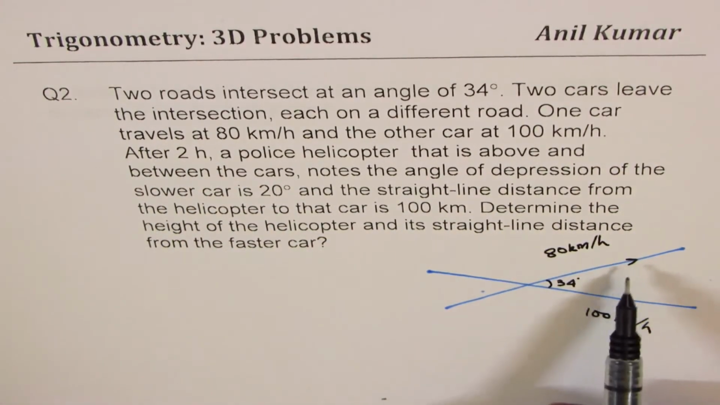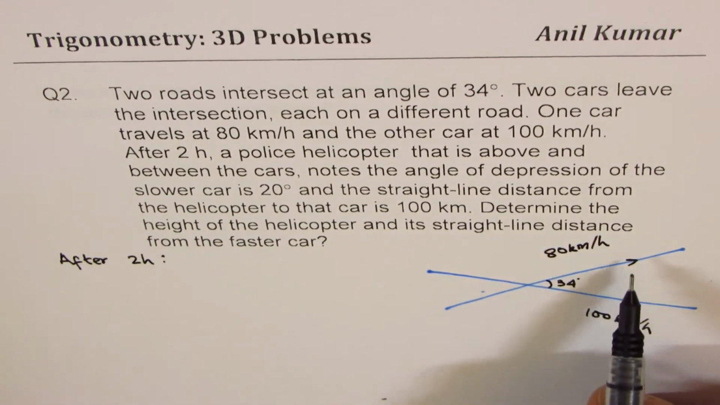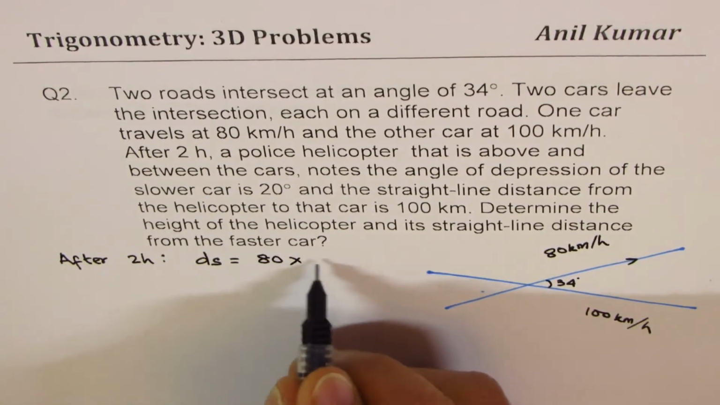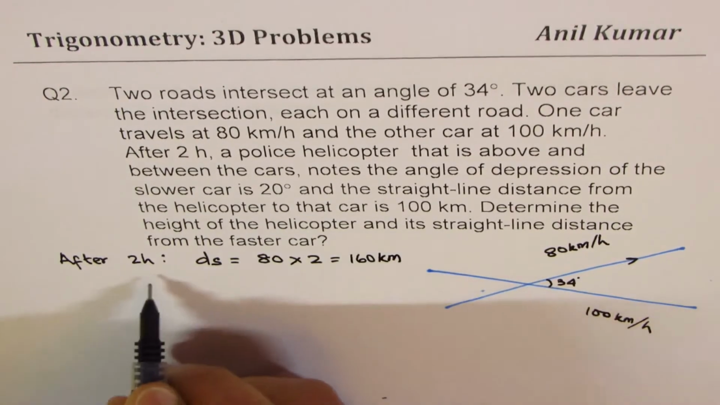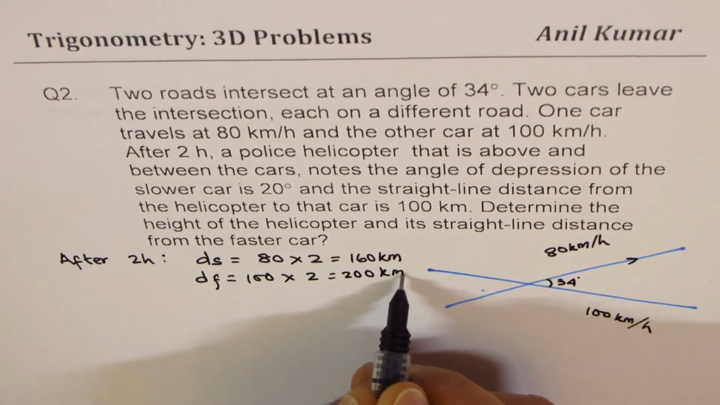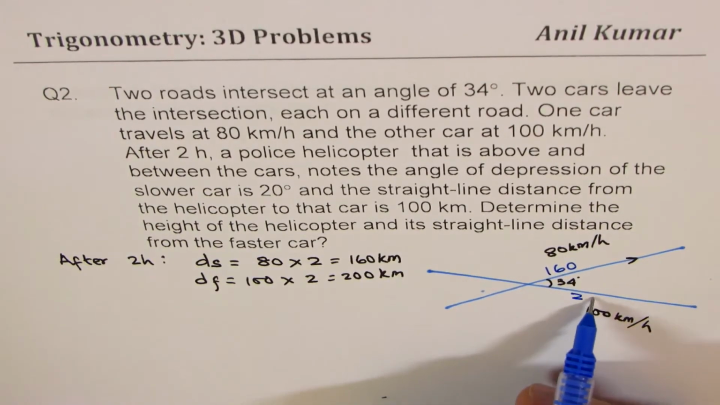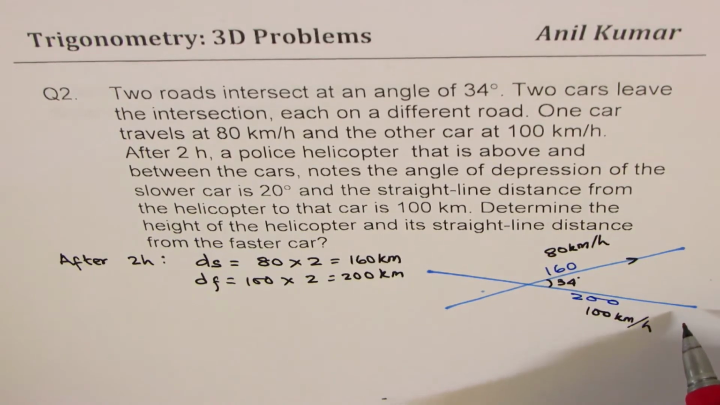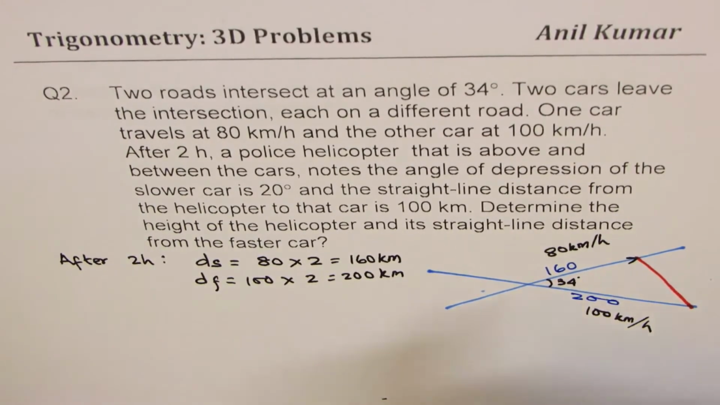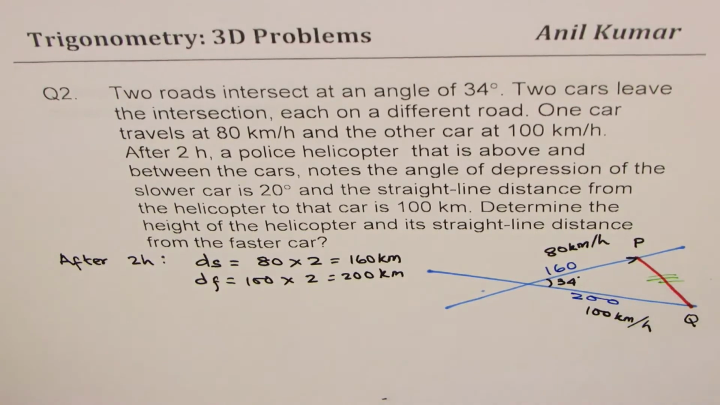After 2 hours, how much distance will they cover? Well, after 2 hours, so let's write down. After 2 hours, the slower car, so distance for the slower car is going to be 80 times 2, which is 160 kilometers. And distance for the faster car will be 100 times 2, which is 200 kilometers, correct? So what we have here is that this would be 160 and the other side be 200, right? So we'll again form a triangle. So let's say this is 160 and the other one is 200. So that becomes the triangle. Let's call these points as P and Q. Somewhere in between there is a helicopter, right?